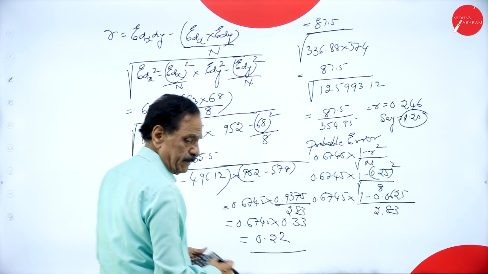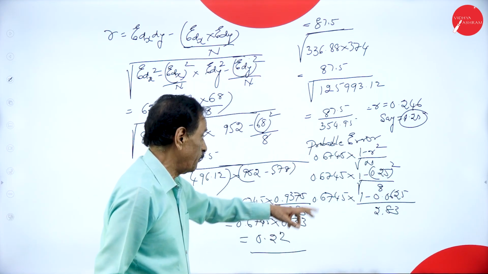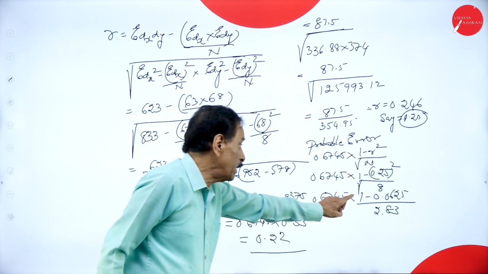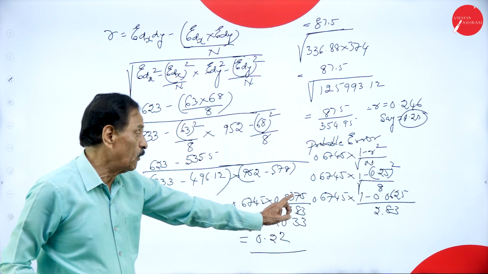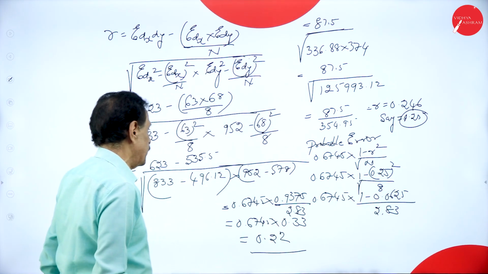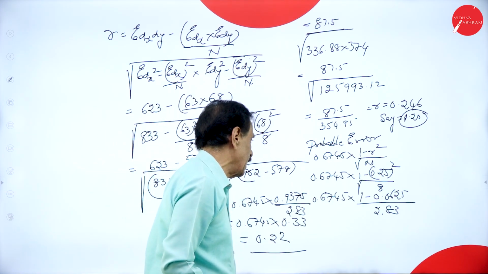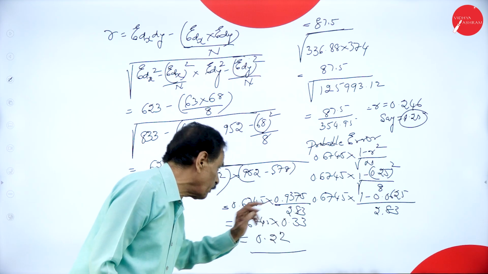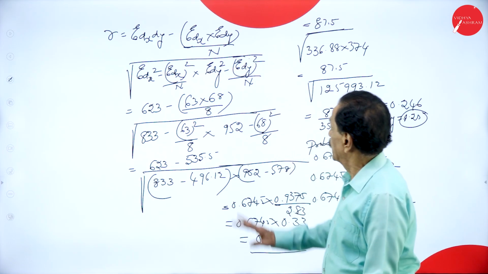This is the probable error. So, probable error is equal to 0.6745 into 1 minus r square divided by root n, 0.6745 into 1 minus 0.25 whole square divided by root 8, 0.6745 into 1 minus 0.0625 divided by 2.83, 0.6745 into 1 minus 0.9375 divided by 2.83. If we divide, it will be 0.3. 0.6745 into 0.3 will come 0.22. This is the way we have to do it. Hope you understand this problem.